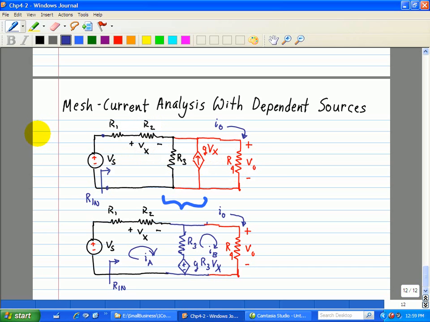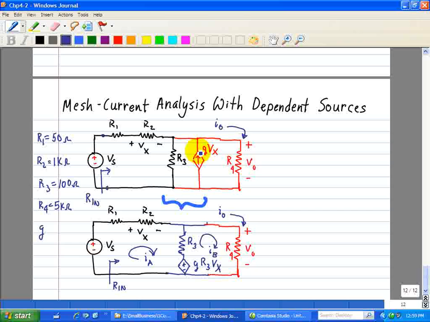This is when R1, for values of R1 equal to 50 ohms, R2 is equal to 1 kilo ohm, R3 is equal to 100 ohms, R4 is equal to 5 kilo ohm, and that G, our gain here, associated with the current dependent source, or we can say that this is a voltage controlled current source, is equal to 100 millisiemens.